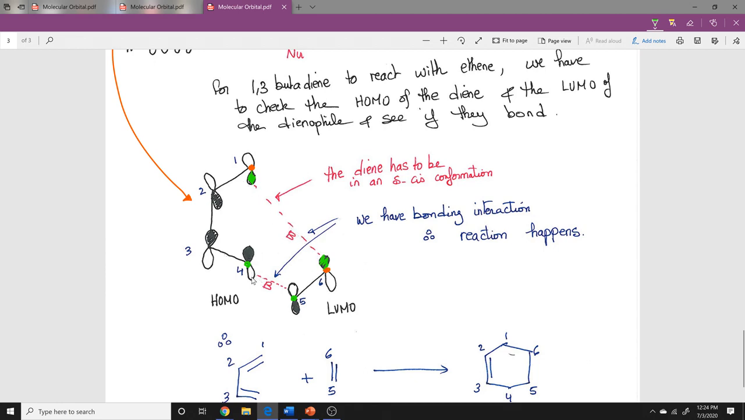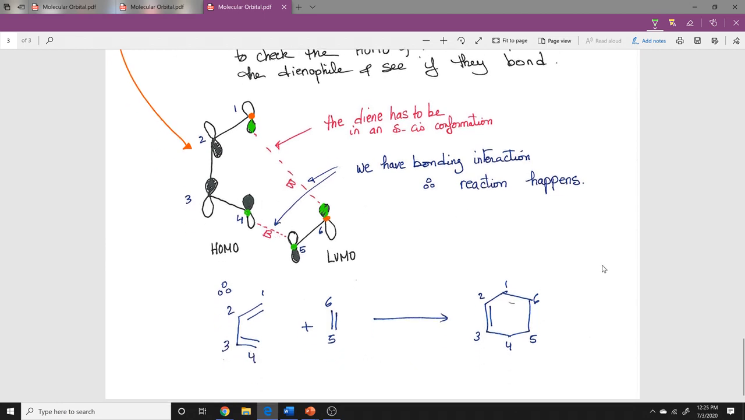Now between these two, again, imagine the ethene sliding underneath the 1,3-butadiene. So this lobe and this lobe are going to be under each other, so they're going to bond with each other. So I have here two bonding interactions. Both interactions are bonding, so yes, the reaction will happen. And this is an example of a Diels-Alder reaction that we're going to study in the next section.